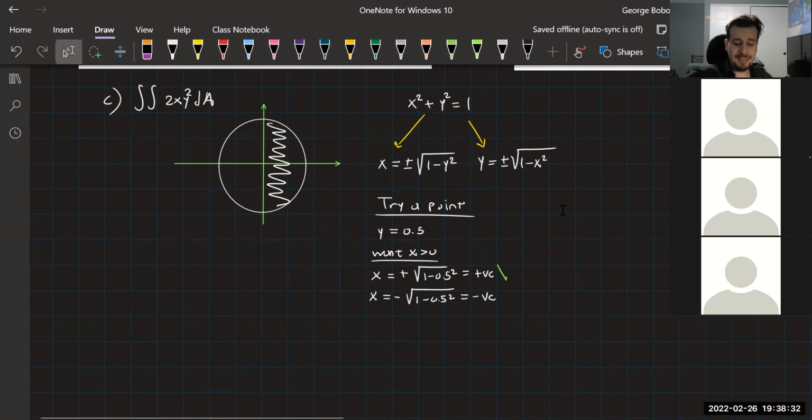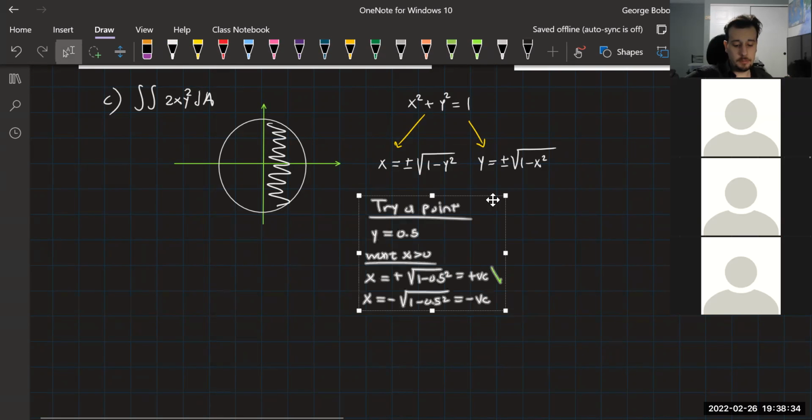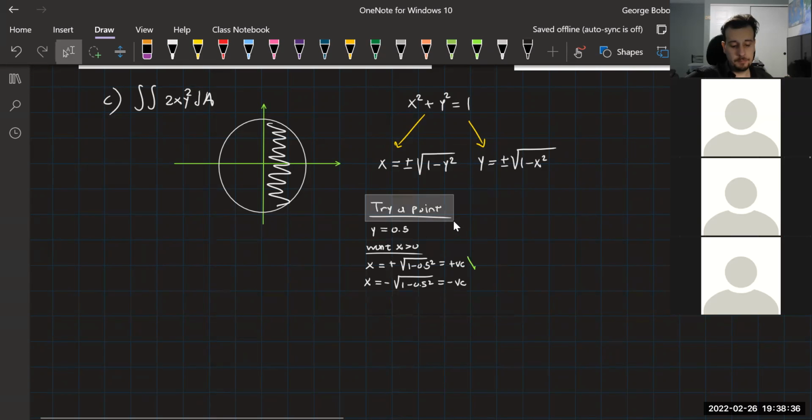Now, what if I was doing the integration in the x direction, though, right? So what if I was doing the other one over here and I had to choose that?